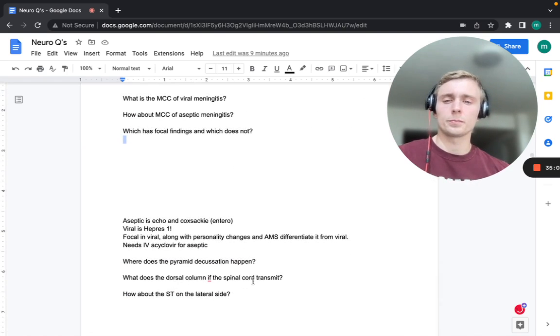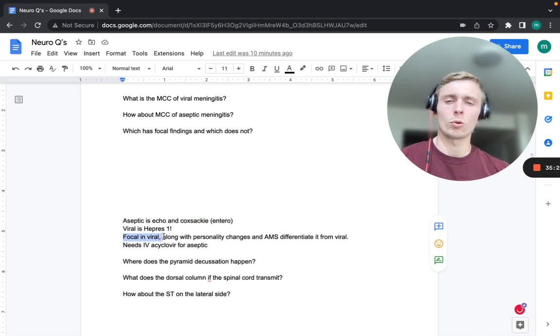So important to know. Aseptic is just going to be enteroviruses like echovirus or Coxsackie virus. So that's aseptic. Although these are viruses, you want to be sure that you know that for viral, herpes is the #1 cause. So herpes has a high mortality rate, and it's the #1 cause of viral meningitis. But aseptic is going to be those other viruses.